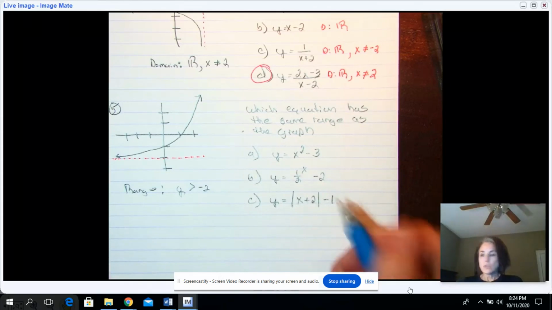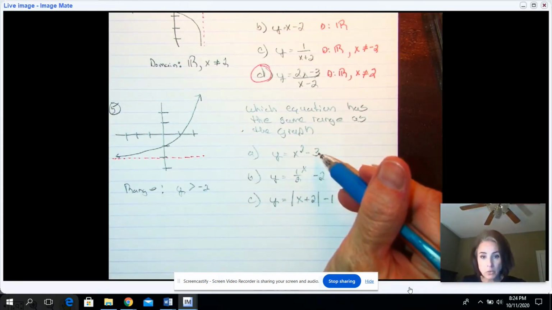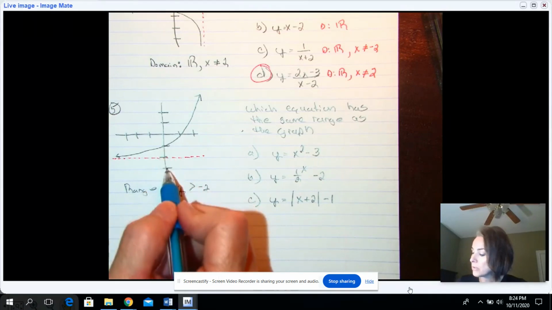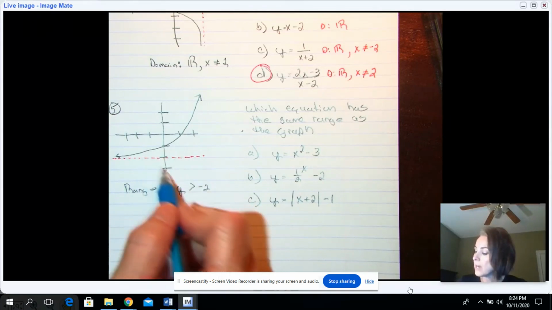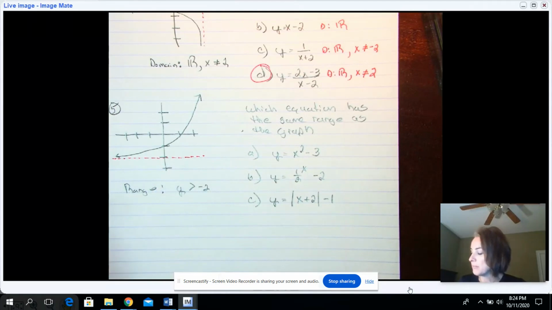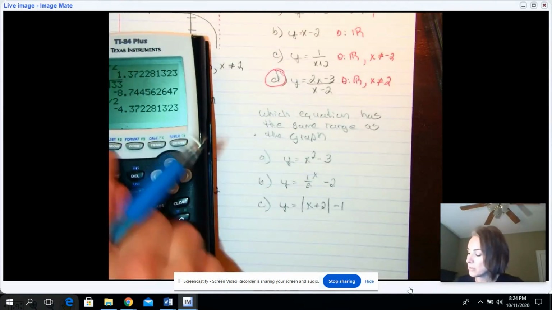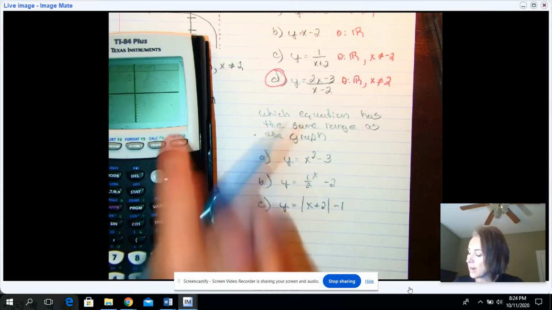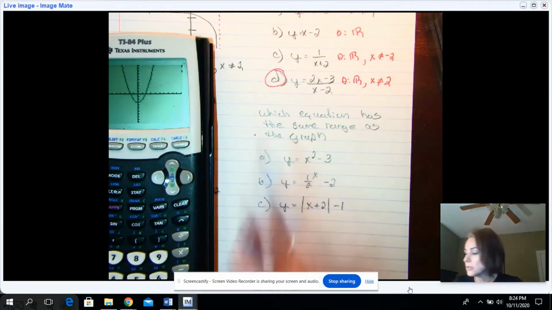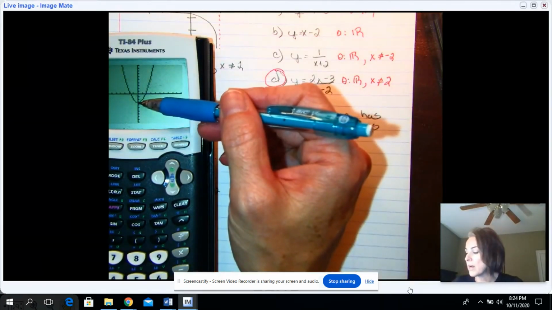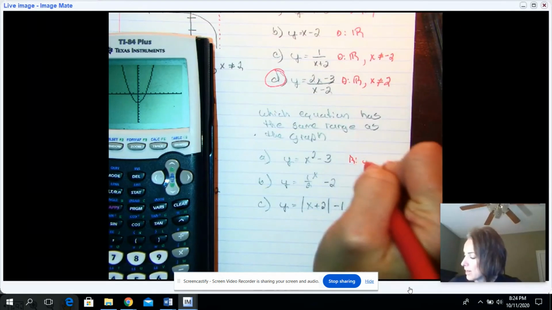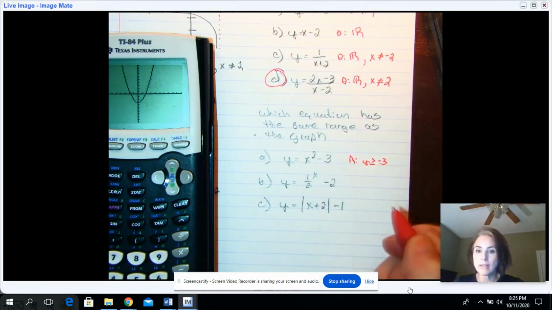Now, you all should already know what's going on right here. This one is going to be a quadratic that's literally moved down 1, 2, 3. So it's going to be down here. So this range would be y is greater than or equal to -3. If I actually put x squared minus 3 in my calculator and look at the graph, you can see it goes down to -1, 2, 3. So the range here is y is greater than or equal to -3. So it's not that one.